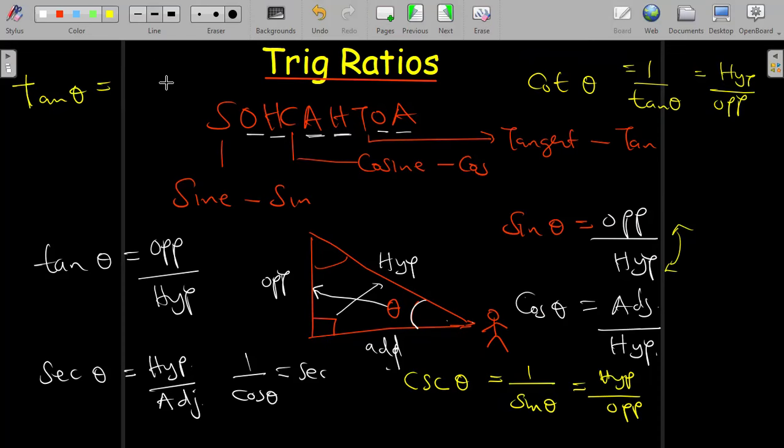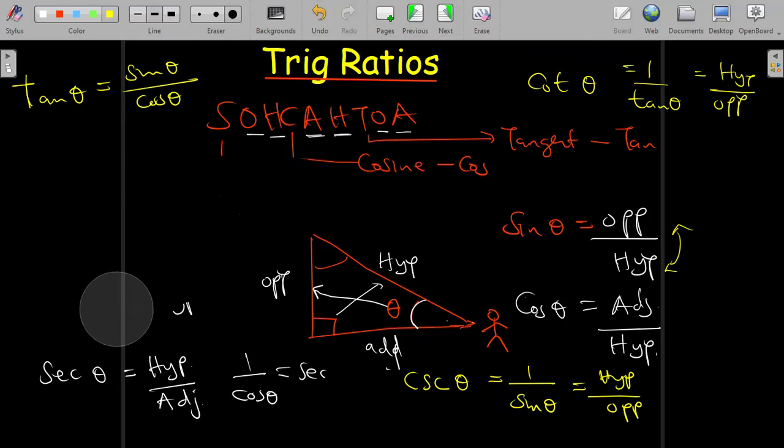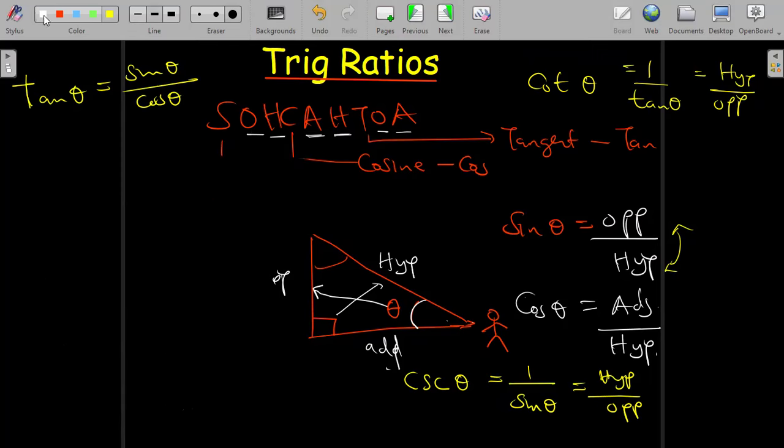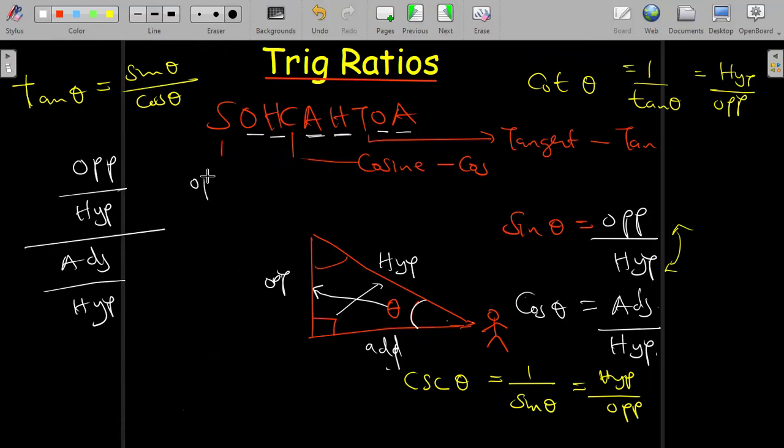Now, you must know that tan theta can be written as sine theta over cos theta. And this is right because if you observe, what is my sine theta? My sine theta is opposite over the hypotenuse. Then I'm dividing this by my cos, which is adjacent over the hypotenuse.